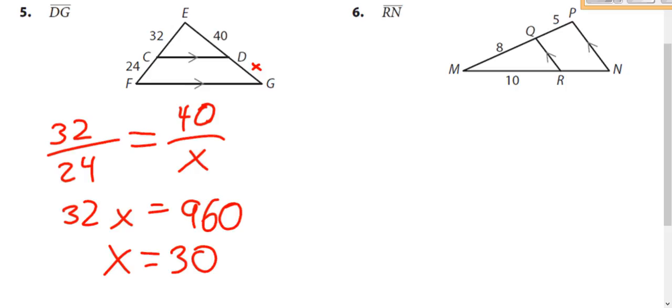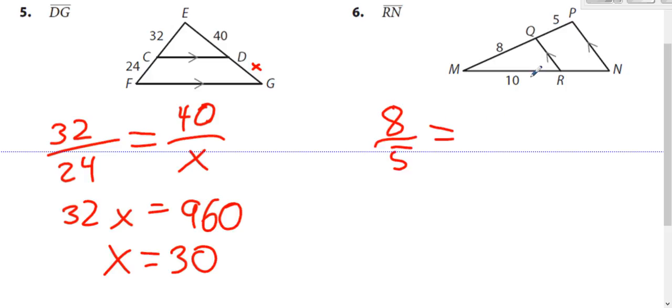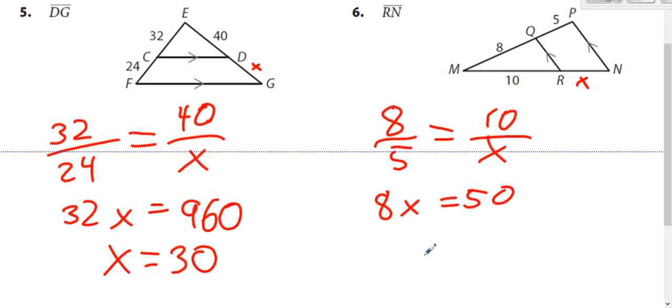So when you set this up, you get 8 over 5 equals 10 over RN, the thing we're looking for. Cross multiply, that's 8x equals 50. So you divide by 8 and you get x equals 6.25.